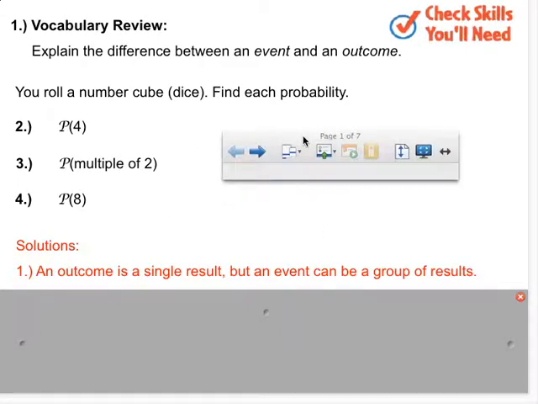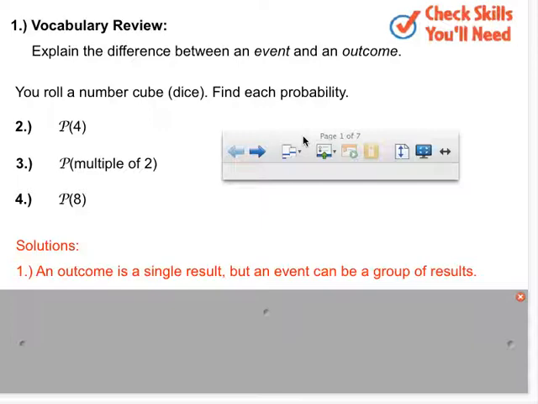Now, theoretical probability of rolling a 4. Who can tell me what that is? Explain that to me. This is what we did yesterday. Remember, theoretical probability is a fraction where the numerator is the what? Favorable outcome, and the denominator is the what? Total number of possible outcomes.